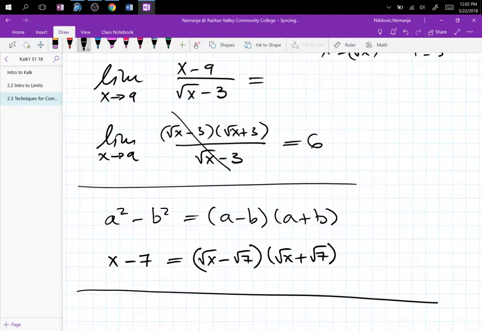Let's see if they have some interesting examples. Then we have properties. And then squeeze theorem. And it's a wrap.